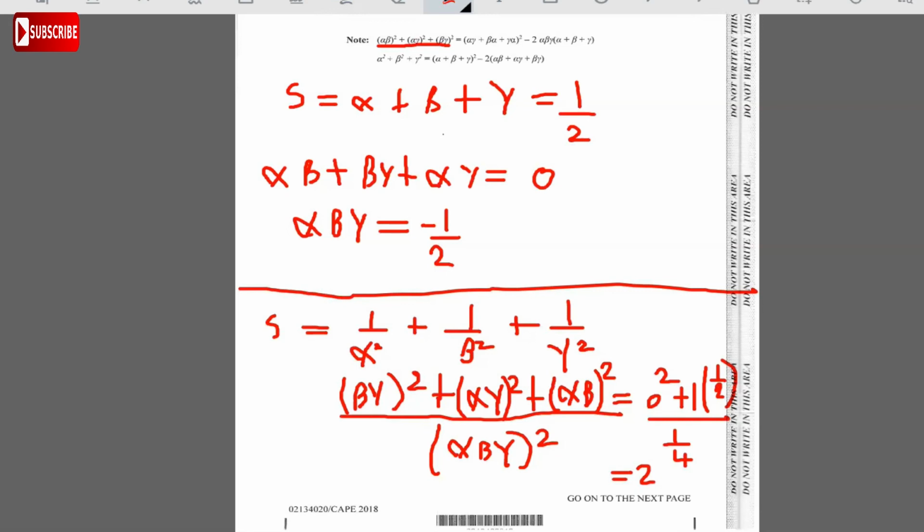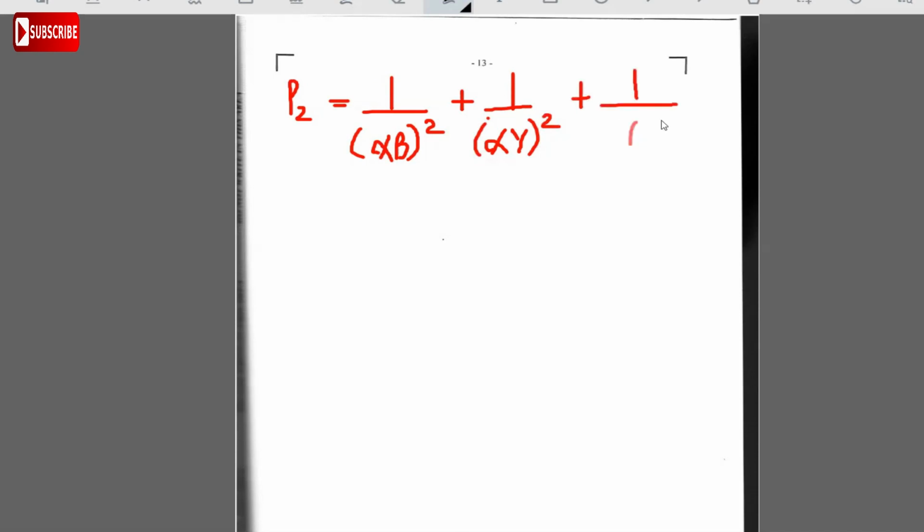Now let's find the product, P2. The pairwise product is going to be 1 over alpha times beta squared, plus 1 over alpha times gamma squared, plus 1 over beta times gamma squared. Nice.